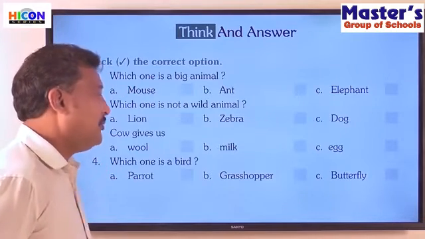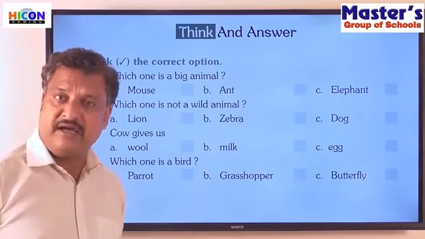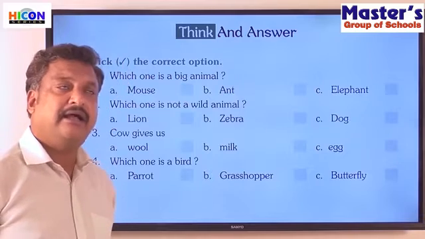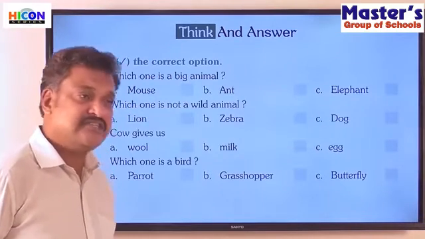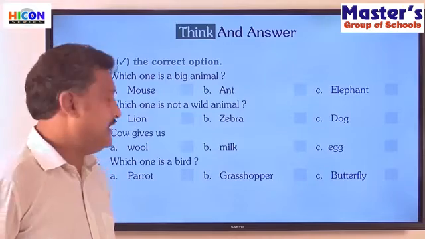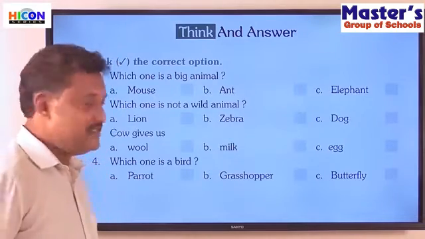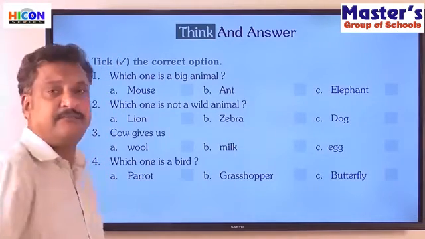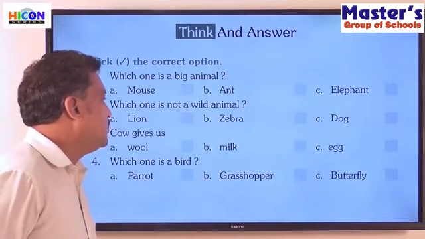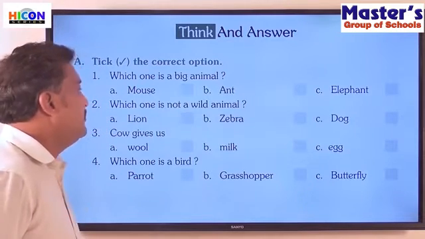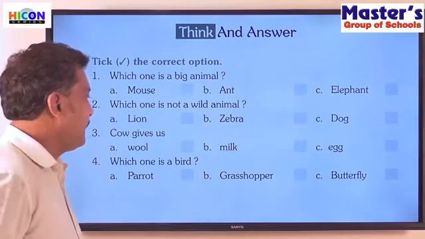So grasshopper and the butterfly, they are small in size, they can fly, and yes, they have 6 or more legs also. So they are insects. And what is a bird? Parrot is a bird, right? So now I will answer all these ones in this frame and then we will read it once again, okay?